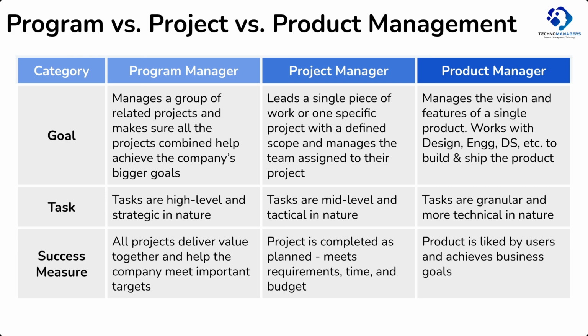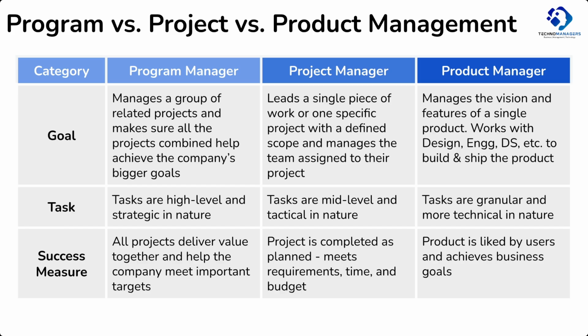Talking about what their day-to-day work looks like, a program manager coordinates across multiple projects and solves issues that affect more than one team. So their tasks are more high level and strategic. But when it comes to project management, they have to go deeper into the details of a single project. They will track the tasks and deadlines for that particular project, and hence their work will be more tactical in nature. For a product manager, they are the voice of the user. So they will manage the product's roadmap, listen to customer feedback, and decide what features to build. So their tasks are more granular and sometimes technical in nature as well.